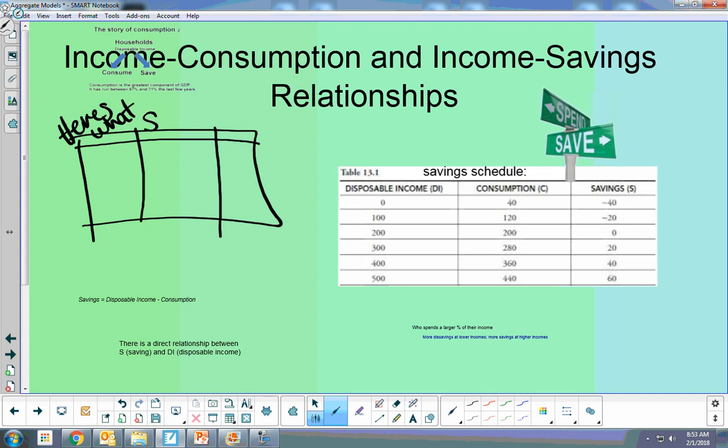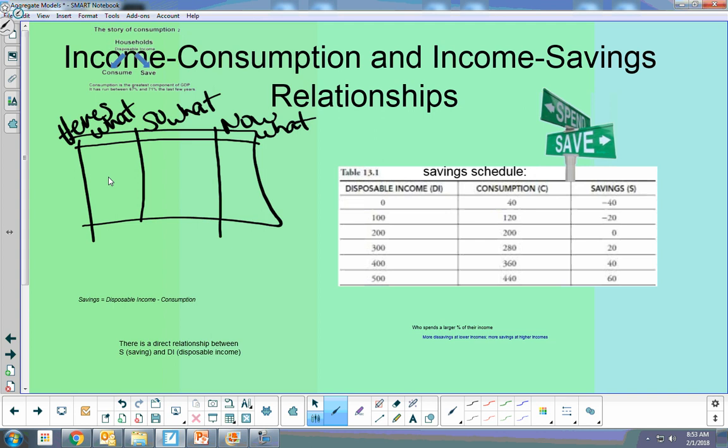So what? And now what? Here's what, so what, now what. So I want the Here's what and So what to be larger columns than the Now what. Now what, relatively small.